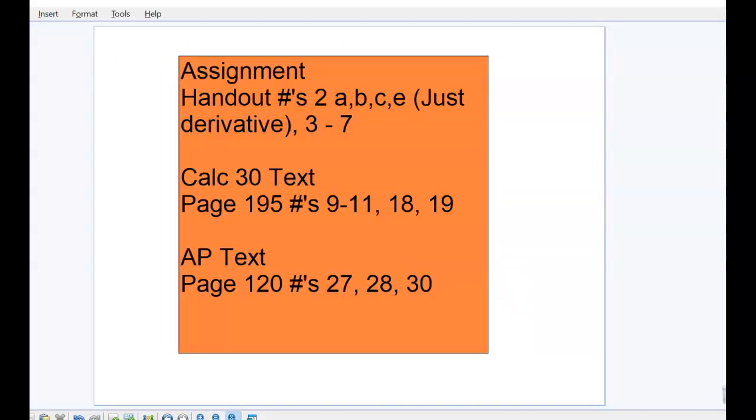Okay, that ends the section on the quotient rule. Again, there'll be a handout in class that you can refer to and a few questions from your textbook, so give those a try and see how you do.